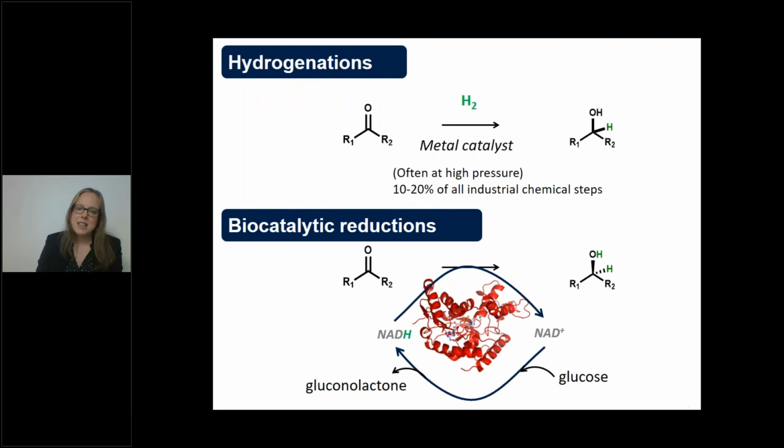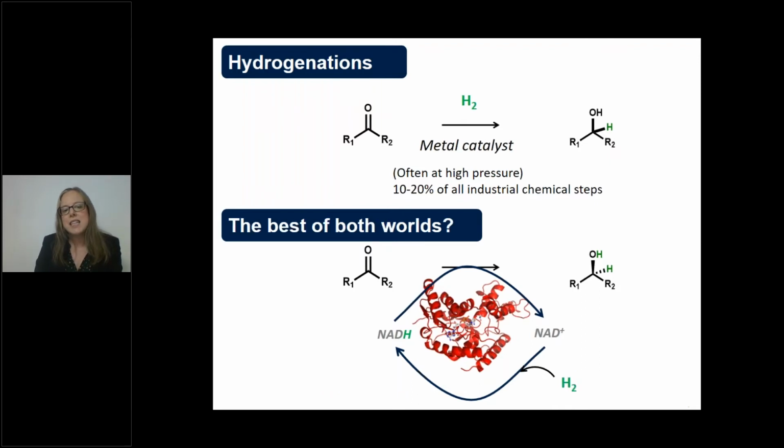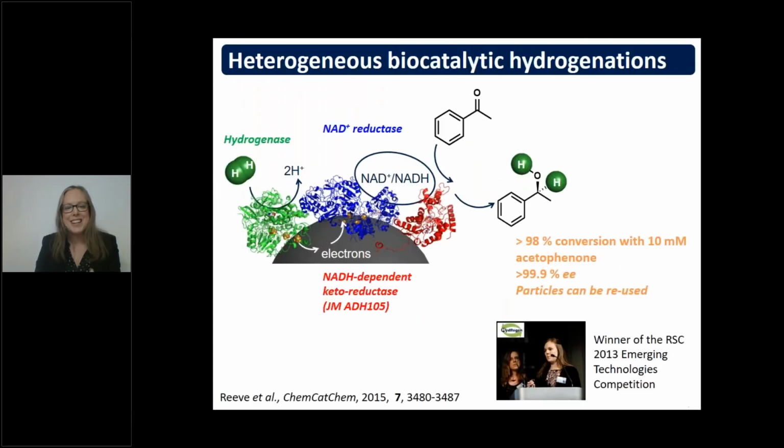And we started to think whether we could make use of our fundamental understanding of hydrogen in biology to bring together these ideas and take the best of both worlds. So the cleanness of hydrogenation reactions, where you're simply adding two hydrogen atoms across a chemical bond, but with the selectivity and efficiency and precision of the biological catalysts. And to cut what's been quite a long story short, we developed a heterogeneous biocatalytic system for this.